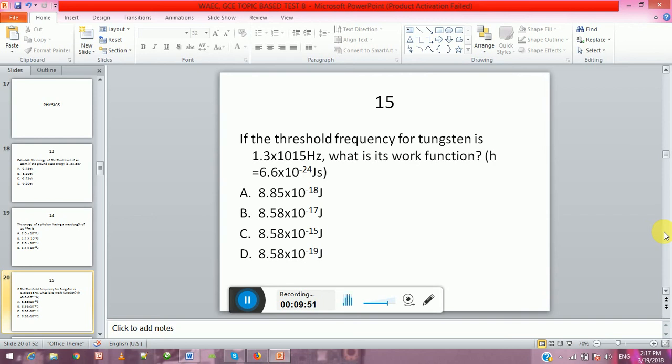If the threshold frequency for tungsten is 1.3 times 10 to the power 15 Hz, what is its work function? H is equal to 6.6 times 10 to the power minus 24 joule seconds. Take note, the threshold frequency is 1.3 times 10 to the power 15 Hz, not 1015 Hz, but 10 to the power 15 Hz. A, 8.85 times 10 to the power minus 18 joule. B, 8.58 times 10 to the power minus 17 joule. C, 8.58 times 10 to the power minus 15 joule. D, 8.58 times 10 to the power minus 19 joule.